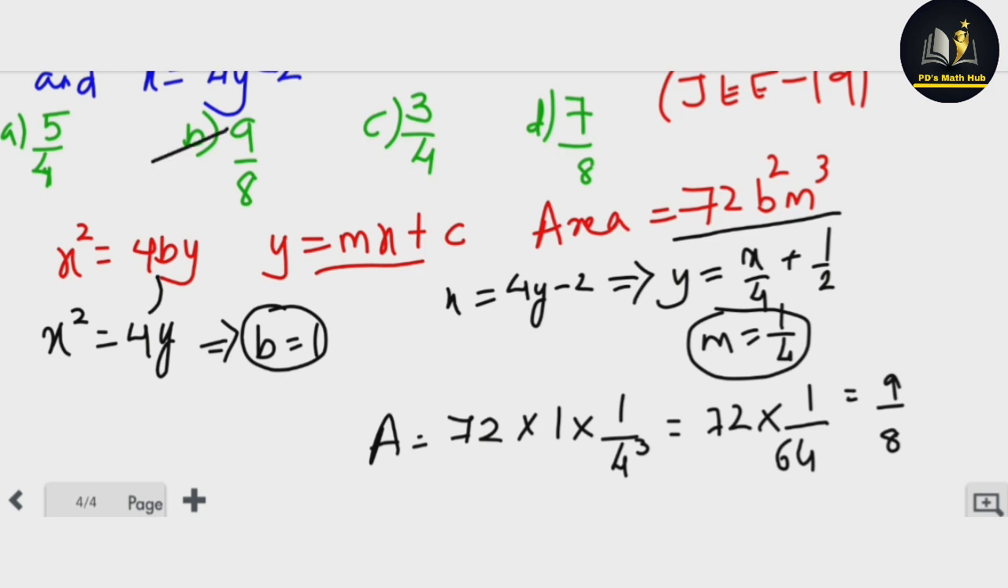So simply by using this formula, where x square is equal to 4y is a parabola and y is equal to mx plus c is a line, if you want to find the area bounded between a parabola and a line, you can make use of this formula, which gives you 72b square into m cube.